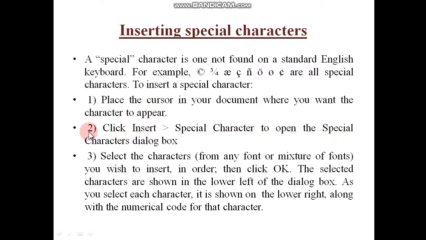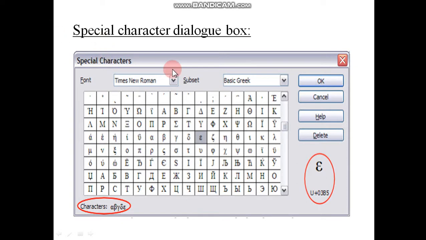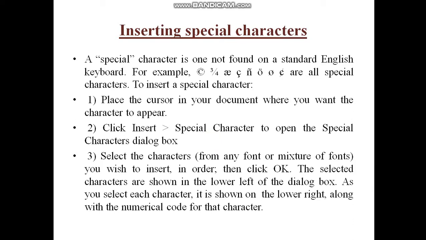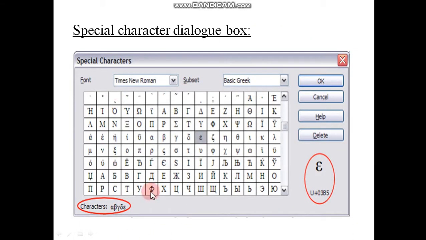To open the Special Character dialog box, select the characters from any font or mixture of fonts you wish to insert, in order, then click OK. The selected characters are shown in the lower left of the dialog box. As you select each character, it is shown on the lower right along with the numerical code for that character. See here, the Special Character dialog box appears. For that, go to Insert and then Special Character. See the characters displayed here and then press the OK button.